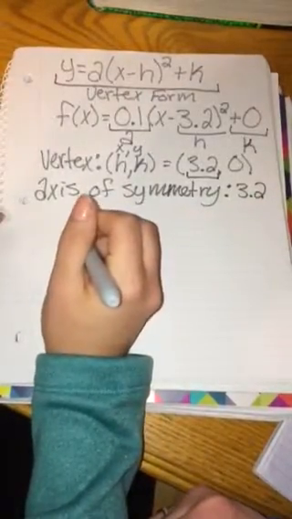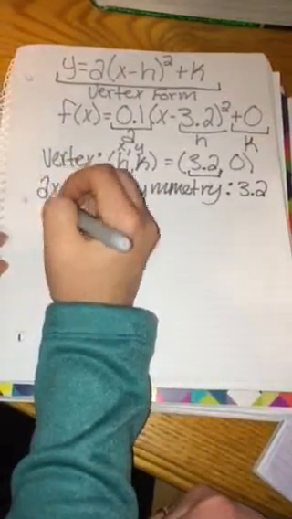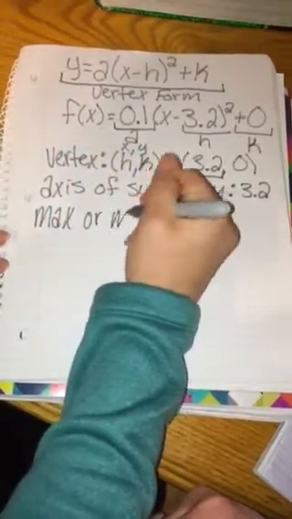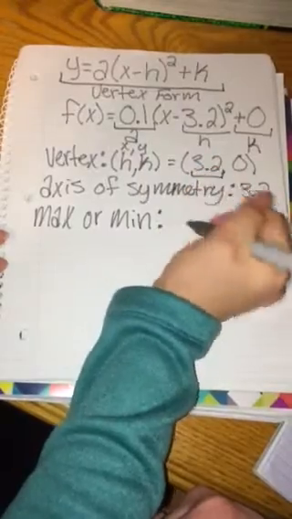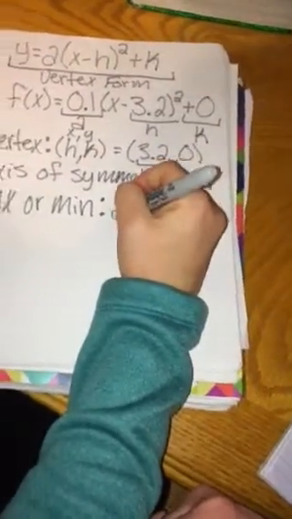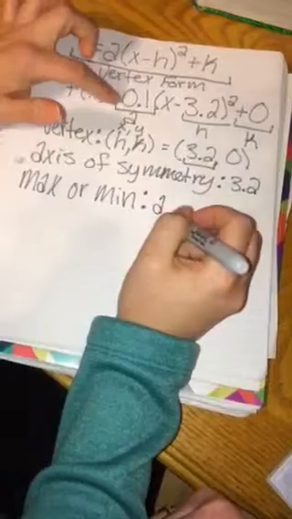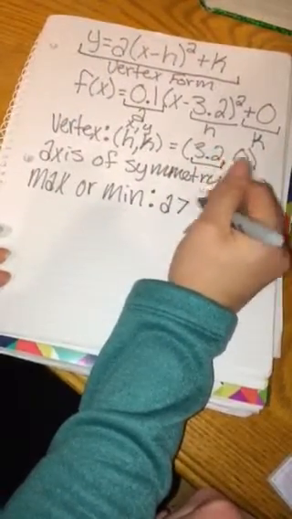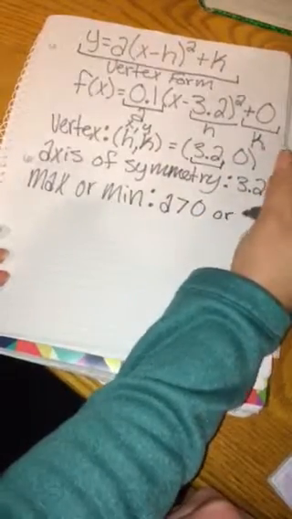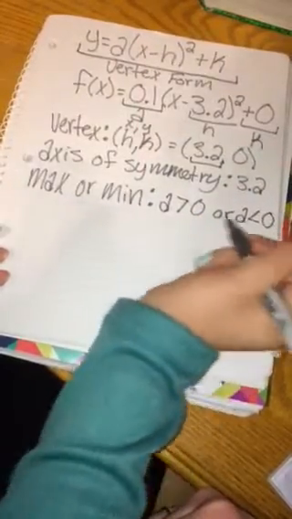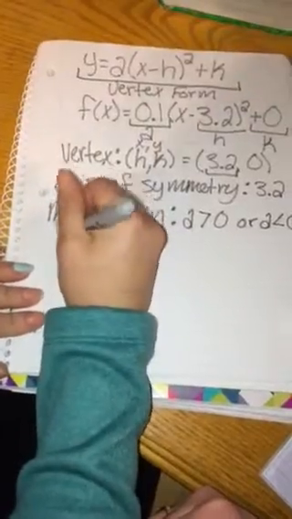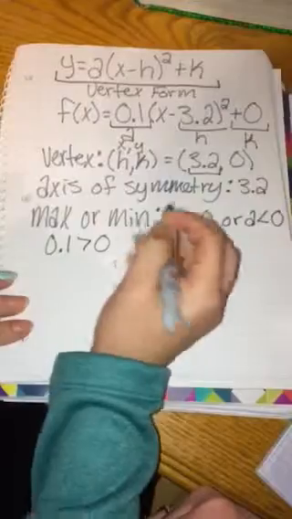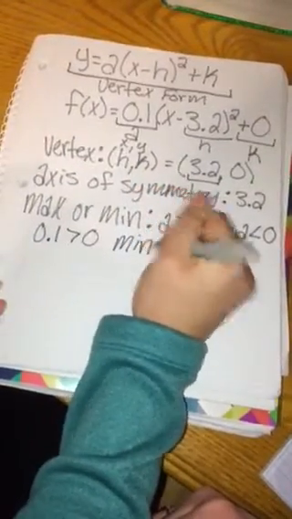The next thing you're going to find is your maximum or minimum. You find this by determining if your A value, which would be our 0.1, is greater than or equal to 0. In our equation, a 0.1 would be greater than the 0, and this makes it a minimum.